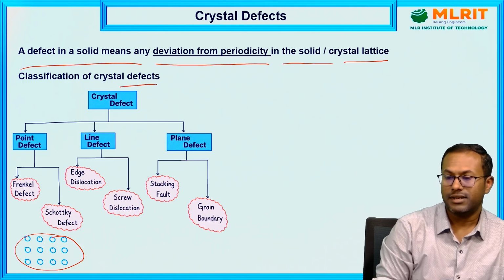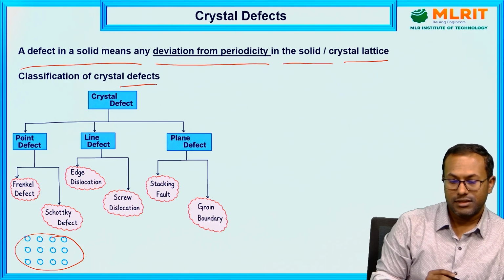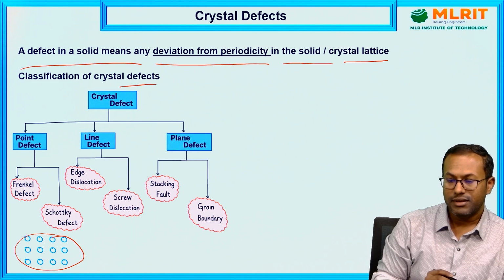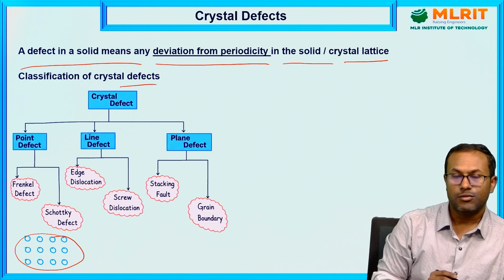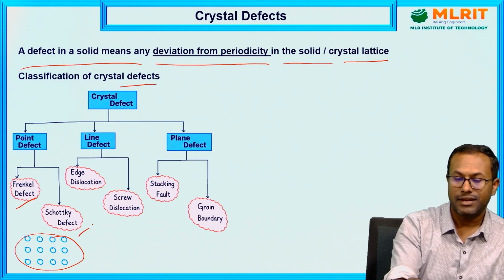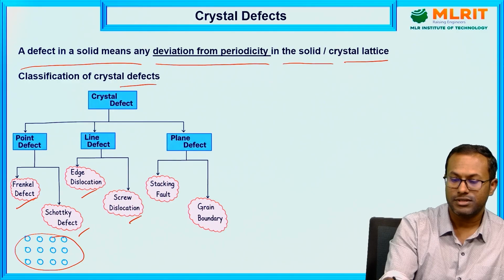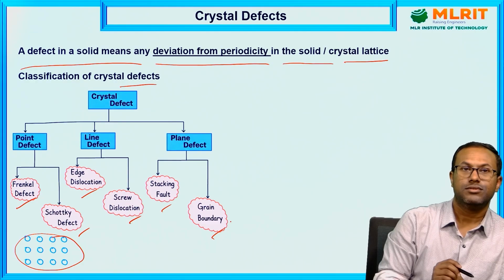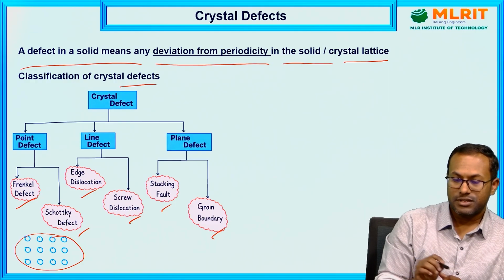So there are types of defects, the classification of crystal defects. There are three types: point defect, line defect and plane defect. Point defect has two parts: Frenkel defect and Schottky defect. Line defect also has two divisions: edge dislocation and screw dislocation. Plane defects are stacking fault and grain boundary. So this is the classification of crystal defects.